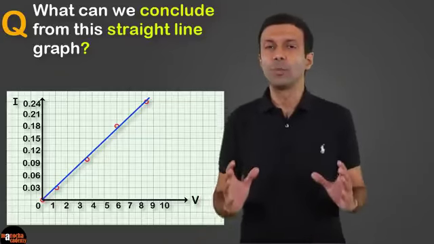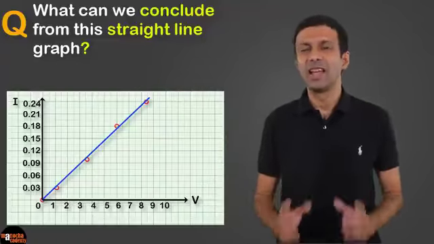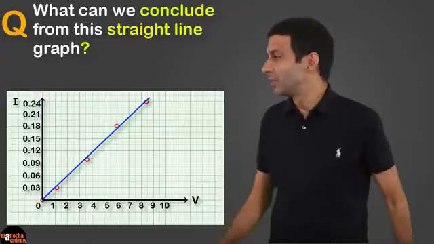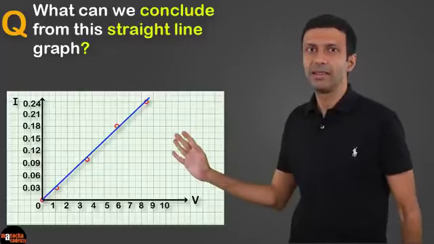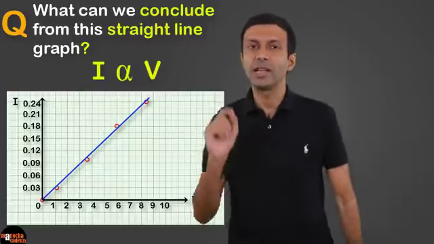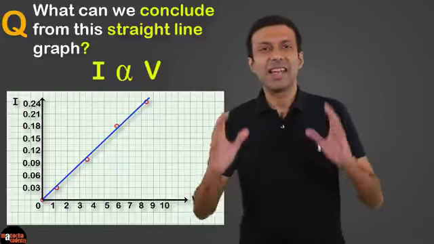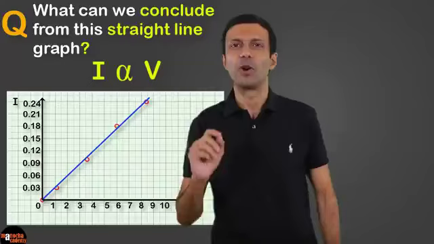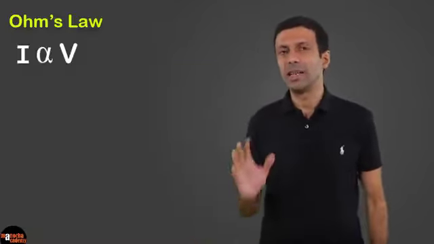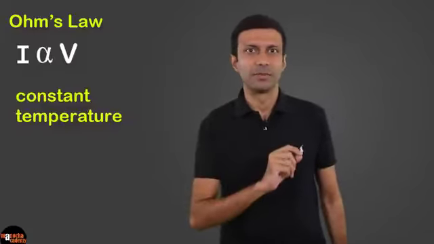What can we conclude from this straight line graph? That's right. Since the graph is approximately a straight line, the current is directly proportional to the potential difference. And this is exactly what Ohm concluded from his experiment. He also added the condition that temperature should be constant.